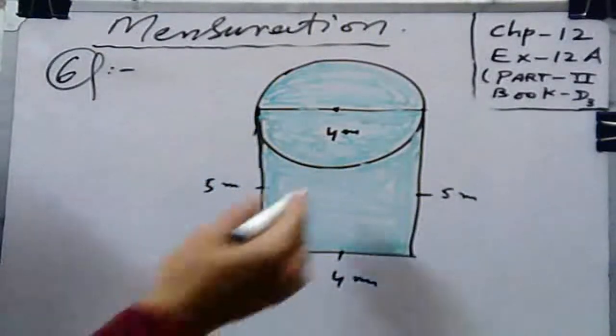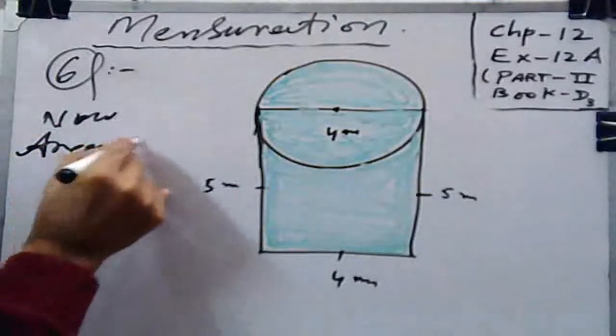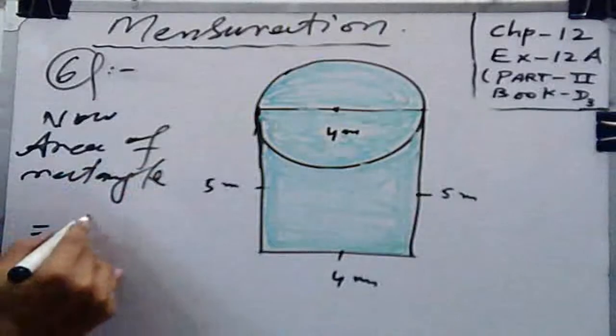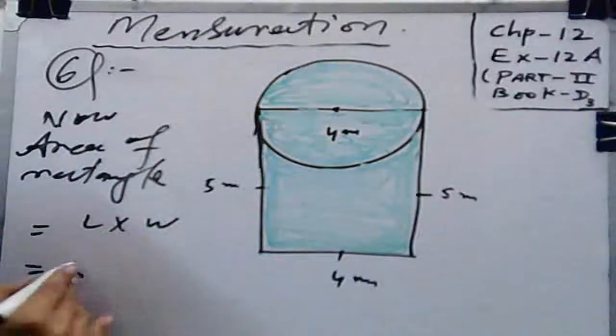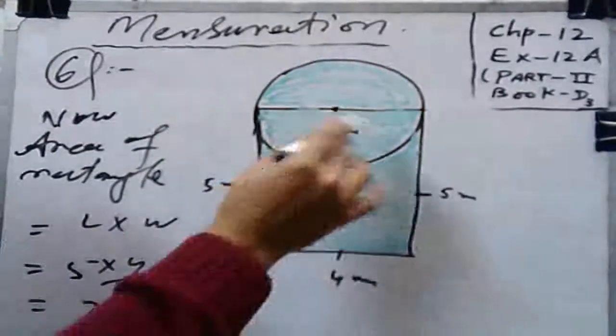First, the area of a rectangle is very simple. Area of rectangle is equal to L cross W, which is 5 multiplied by 4, and you will get 20 meter square. Very simple. So the area of the rectangle is calculated.